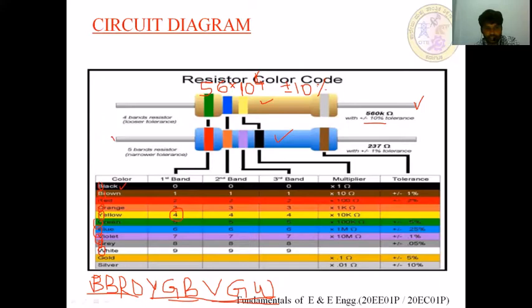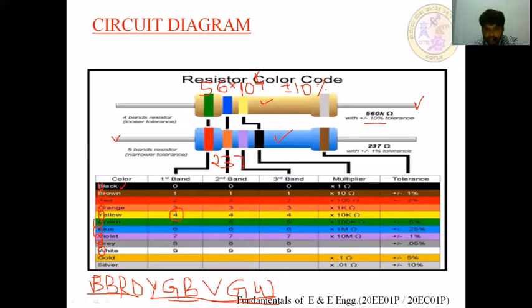Another example is a 5-band resistor. So for the second resistor, you have to observe the second resistor. The first color is red. Red means 2, so you have to write 2 here. Next color is orange. Orange means 3, so you have to write 3 here. Next color is violet. Violet means 7.